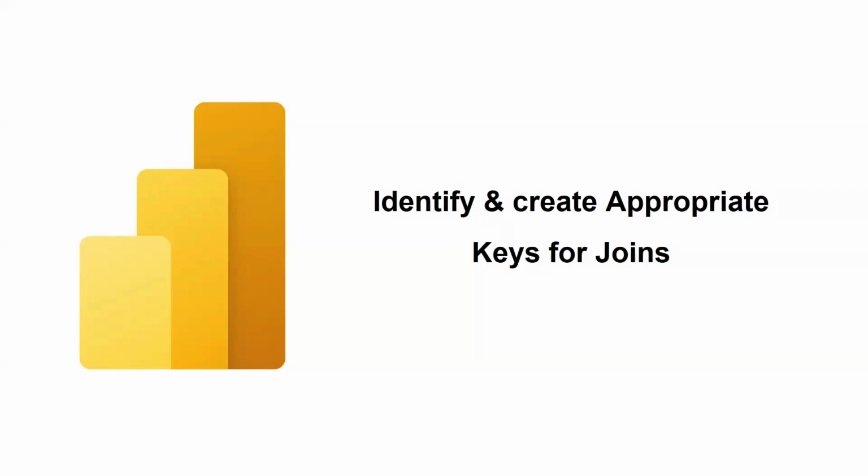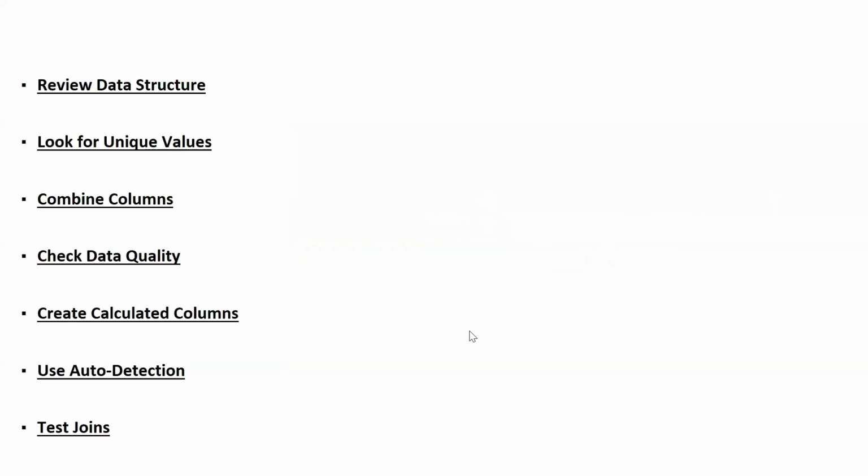When performing joins between tables or queries, you need to ensure that you have identified the correct keys to match the records accurately. Here are some steps to identify and create appropriate keys for the joins in Power BI. Number one is review data structure. So you have to start by reviewing the structure of your data tables or queries. Identify the columns that could potentially serve as unique identifiers for each record.